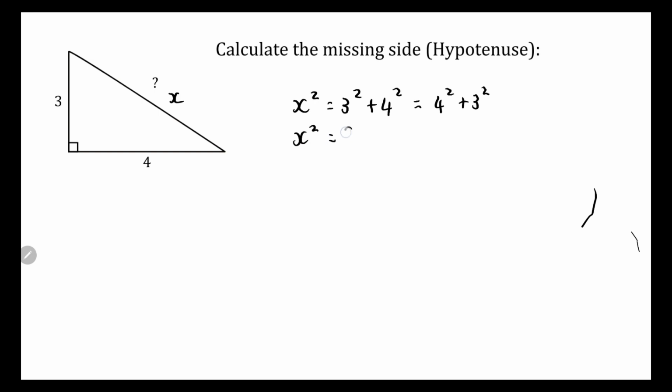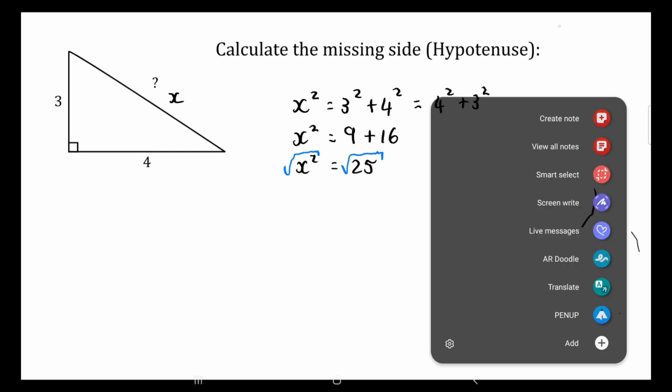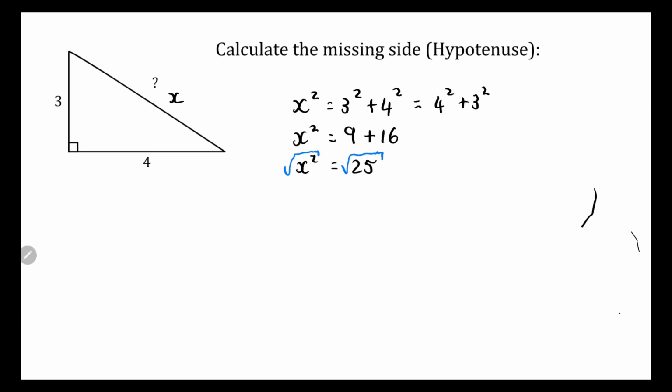So 3 squared is 9 and 4 squared is 16. And this leaves you with 25. Now, to get rid of the exponent, you have to take the square root of both sides. And that will leave you with x equals 5. And if you think about it logically, you have to put units in. If they don't give you units, it's better just to write units next to your answer.